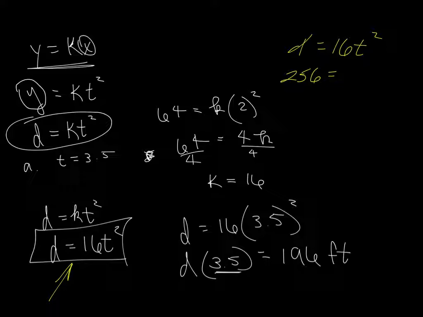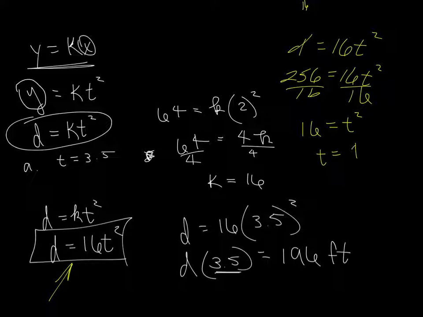So now distance they gave us, and we're trying to find time. So that being the case, we're going to divide this by 16, and if you're really smart, you know that 256 divided by 16 is 16. So t equals 4. So that's how long it'll take him to fall 256 feet. Alright, so that's direct variation. Let's go ahead and learn how to do inverse variation.